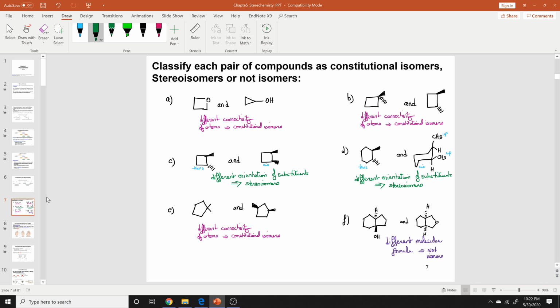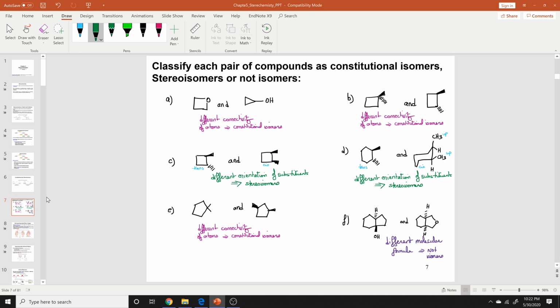This is a trans, and then I have a chair conformation. Look at these CH3s. This CH3 is axial. This is up. This is equatorial. This is up. So these two CH3s are cis with respect to each other. Both are on the same side, which is up. Cis, trans. Immediately, this is a stereoisomer.